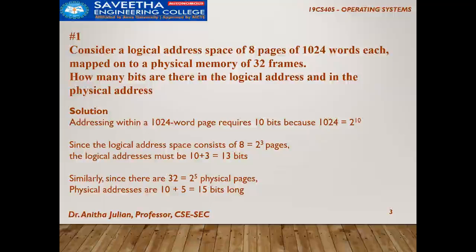Then similarly, for the physical address, we are talking about 32 frames. 32 is equivalent to 2 power 5 physical pages, or frames. Here pages and frames are equal in size. We take the 10 again, because the page size is 1024 words, which is 2 power 10. So that 10 is brought here, along with this 5. So the physical address will be 15 bits long. This is how we can solve the problem in a simplified way.